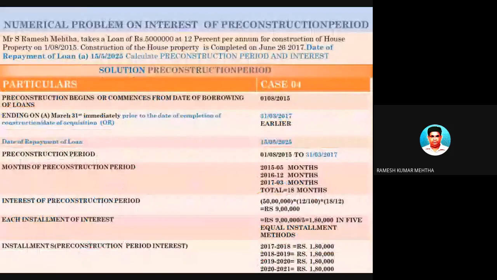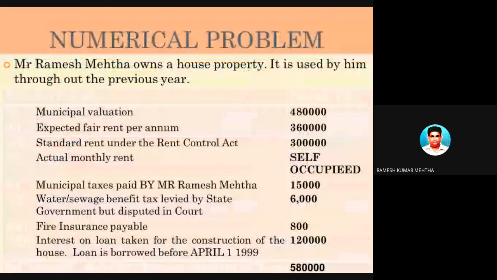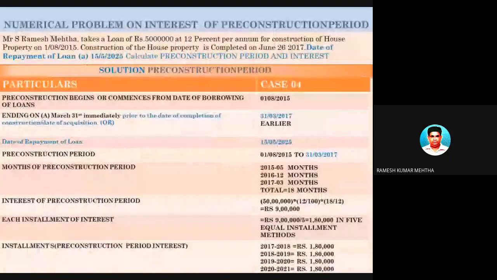As there can be an element of ambiguity or doubt, even an iota of doubt can be dangerous. I have taken a small example to explain the concept of pre-construction period and interest on pre-construction period with the help of a small numerical problem. Let's do the problem.